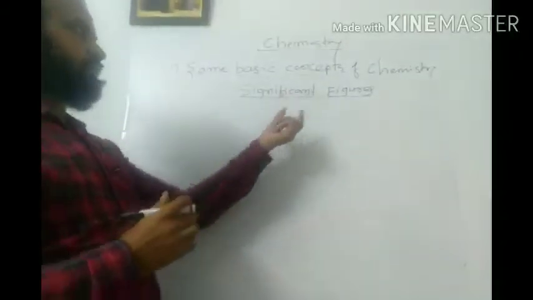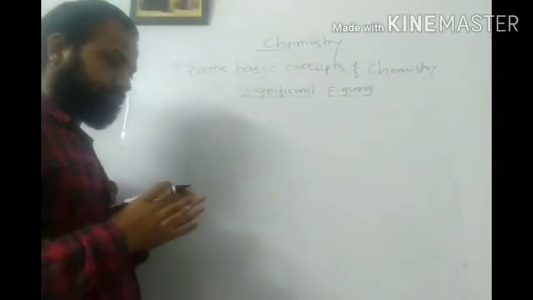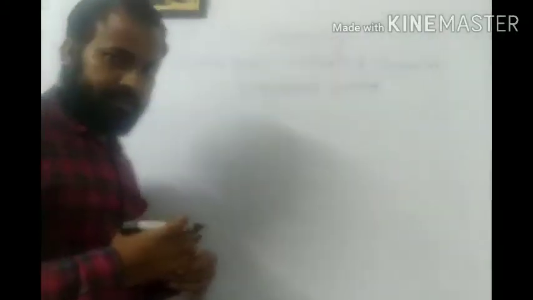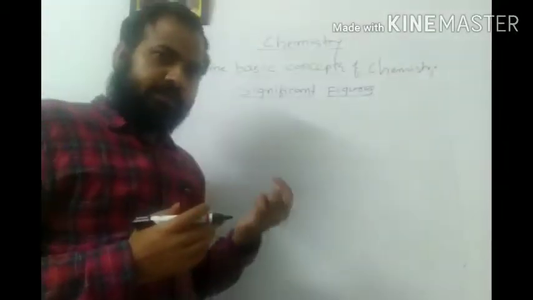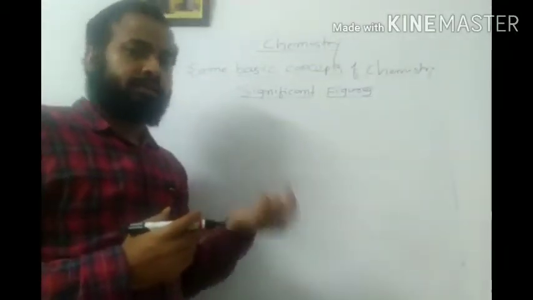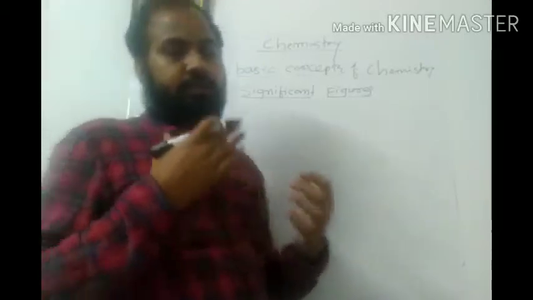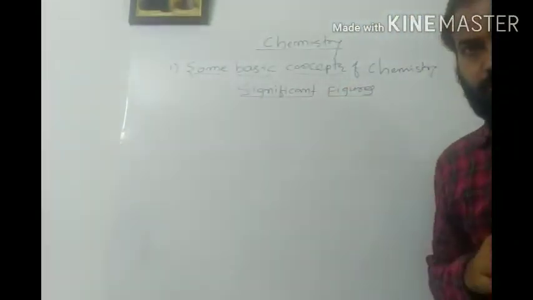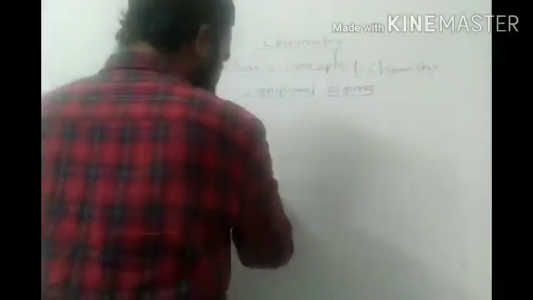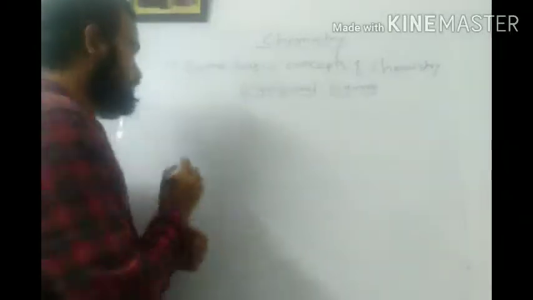Basically, significant figures can be defined as all certain digits plus at least one doubtful digit. All certain digits, of which at least one will be doubtful, are known as significant figures. There are some rules, and we are going to discuss these rules one by one. So what is the first rule?